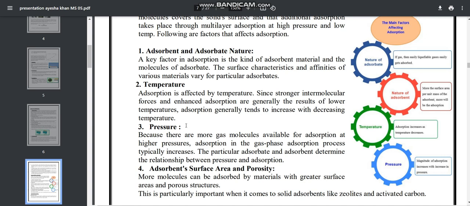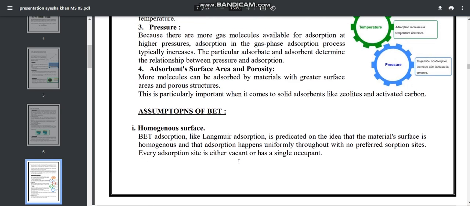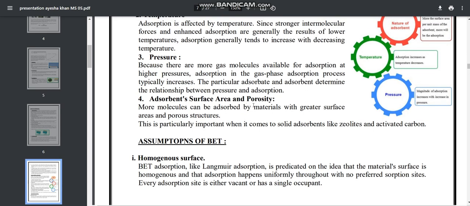The third one is pressure. The greater the pressure, the more adsorbate molecules get adsorbed to the surface of adsorbent. This is because more pressure will enable more molecules to stick to the surface of adsorbent. The fourth one is adsorbent surface area and porosity. More molecules can be adsorbed by materials with greater surface areas and porous structures. This is particularly important when it comes to solid adsorbents like zeolites and activated carbon.